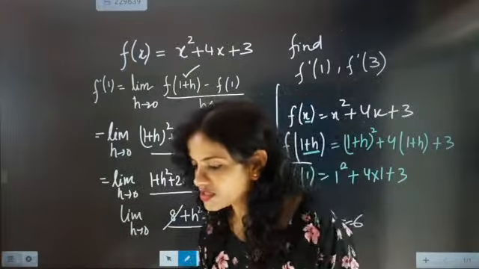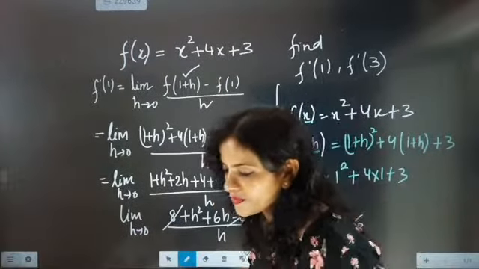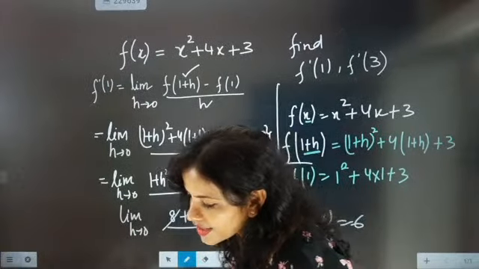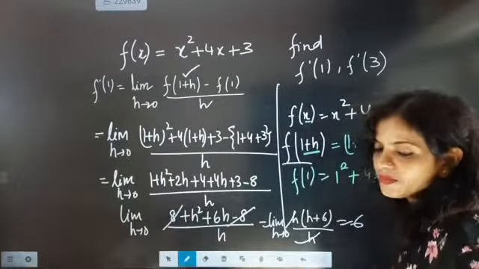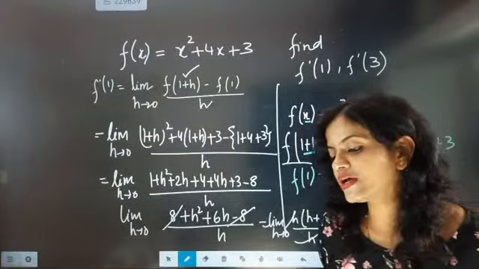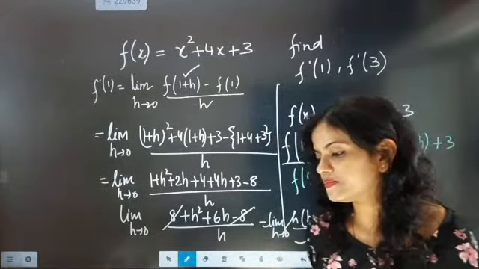Anyone solved and got the answer? CB, good evening CB. Yes, so now f dash 1 is coming as 6. Absolutely correct.